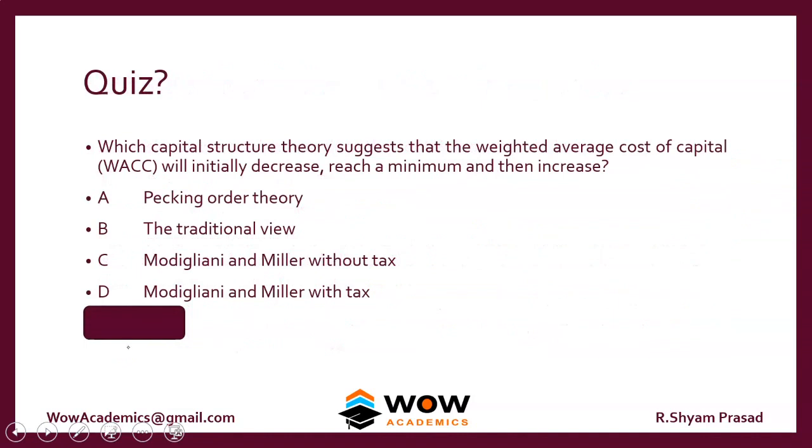So we'll have a quiz. Which capital structure theory suggests that the WACC will initially decrease, reach a minimum, and then increase? Which one tells it? I think it's B. Let's see the answer. It's B.